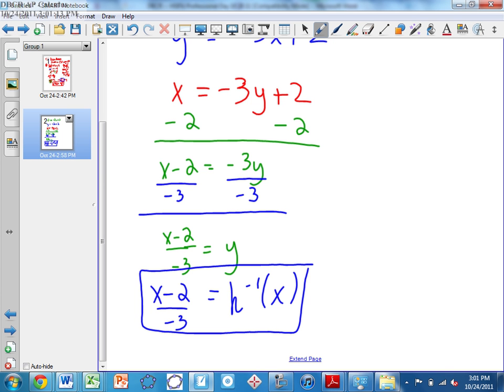Alright, H of -1. What does that mean? What is the word for that? Inverse. Thank you. H inverse. H inverse of x equals (x minus 3) over -3.